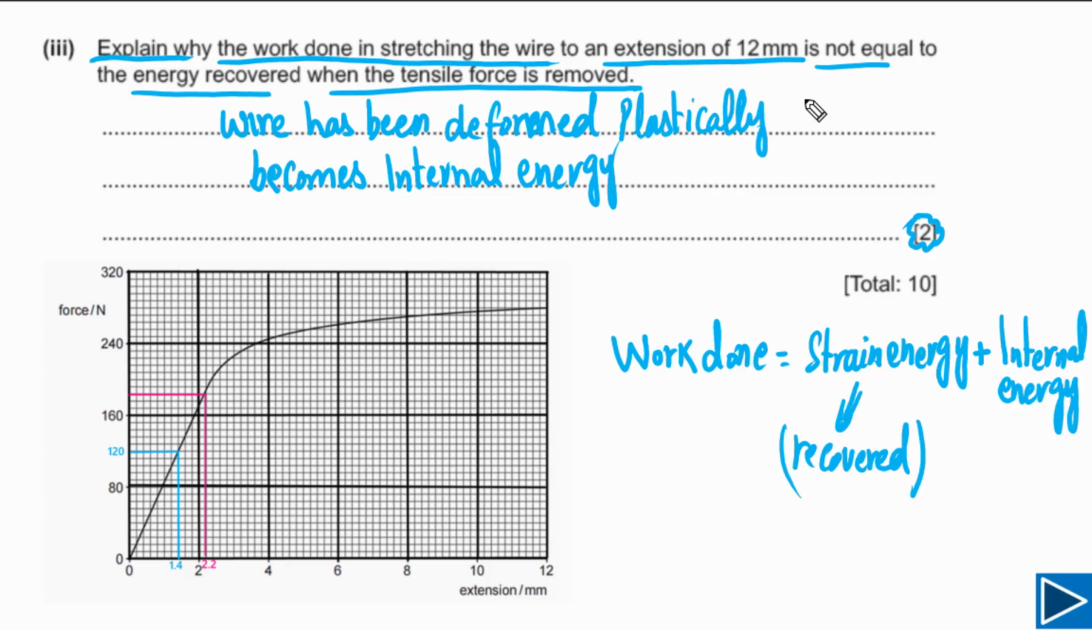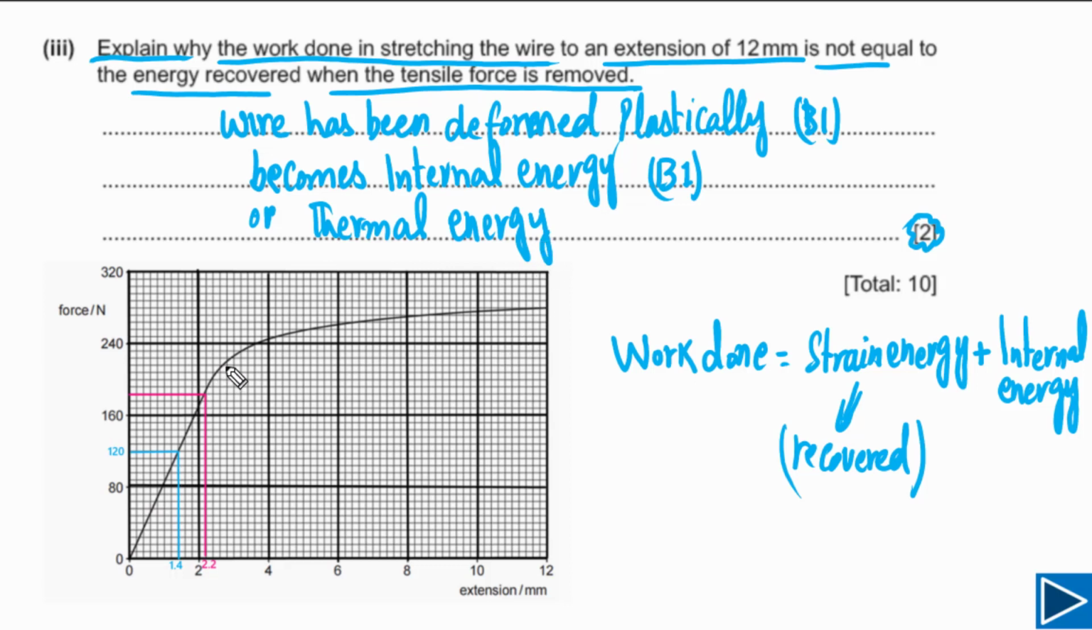This question has 2 marks. The first mark is a B mark. If you have written this, you will get 1 mark, and the second is also a B mark. If you have written it becomes internal energy, you can also say that some amount of work done has been converted into heat, or you can say into thermal energy. It means energy has been dissipated in the form of thermal energy. So if you write down these 2 points, you will get 2 marks.